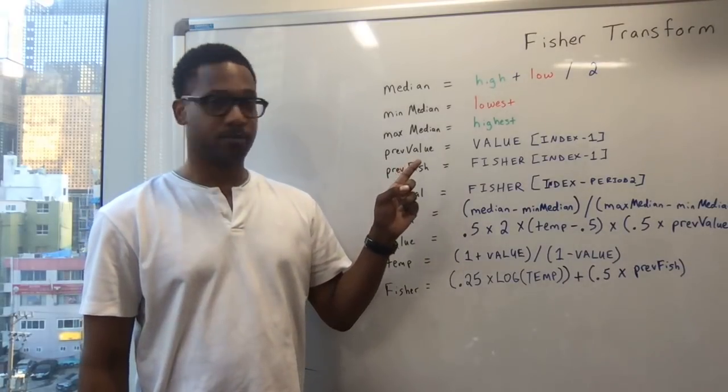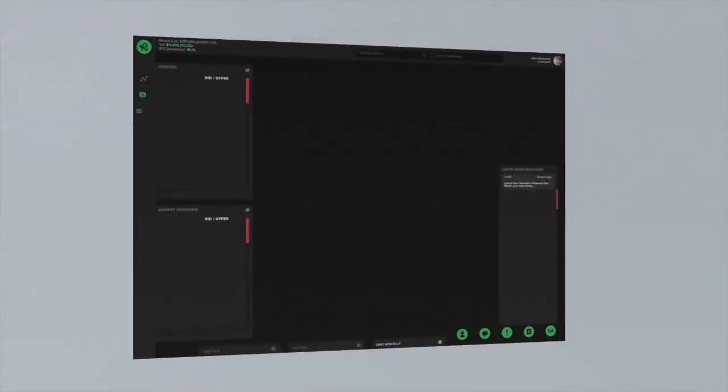Fisher Transform. One of the most important things to remember when trading is that money doesn't grow on trees. But with this Fisher Transform algo, I mean, it can get really close. But don't take that as trading advice.